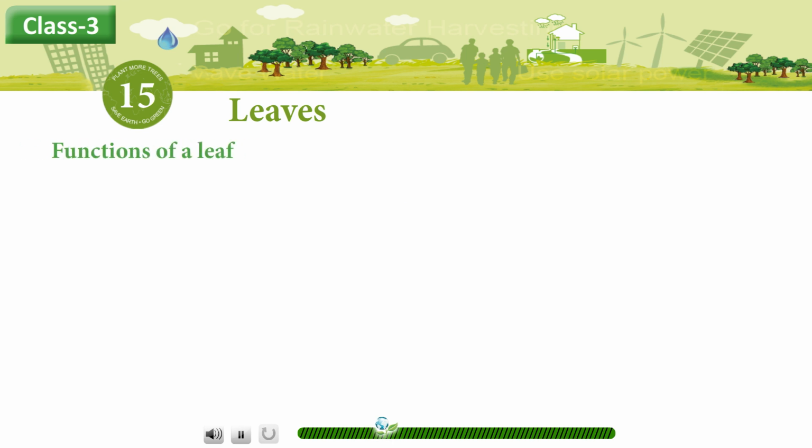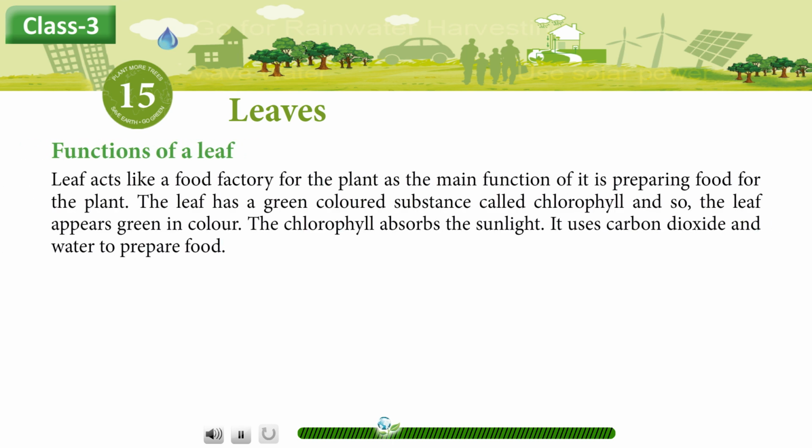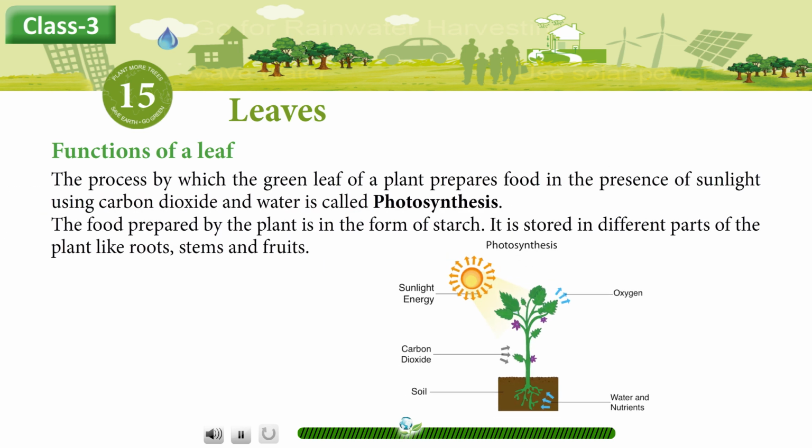Functions of a leaf. Leaf acts like a food factory for the plant, as the main function of it is preparing food for the plant. The leaf has a green-colored substance called chlorophyll, and so the leaf appears green in color. The chlorophyll absorbs the sunlight. It uses carbon dioxide and water to prepare food. The process by which the green leaf of a plant prepares food in the presence of sunlight using carbon dioxide and water is called photosynthesis.